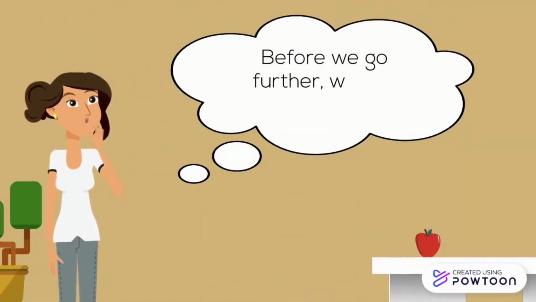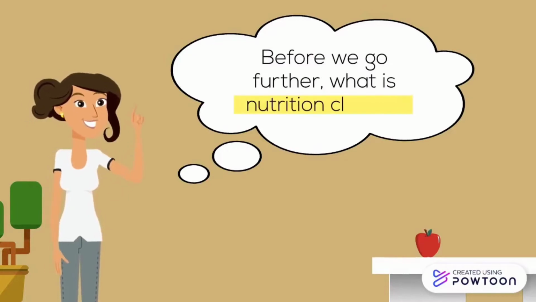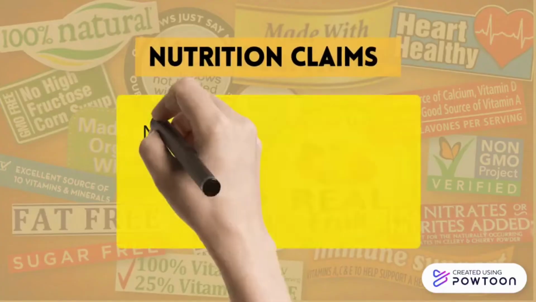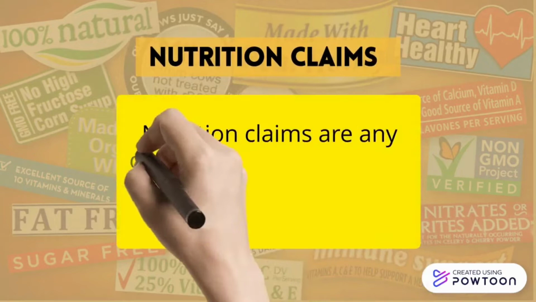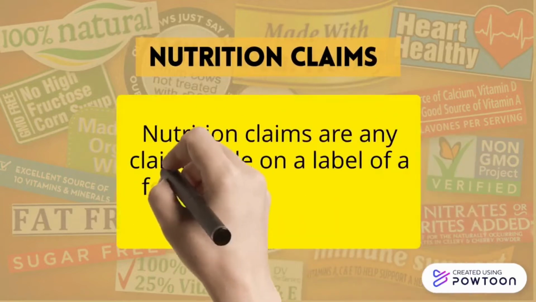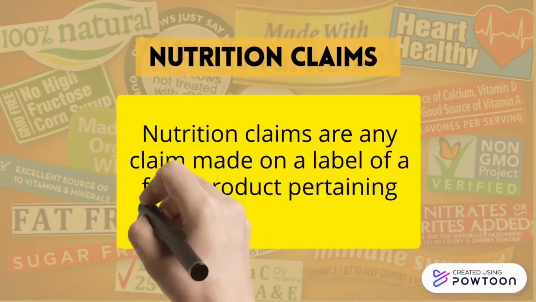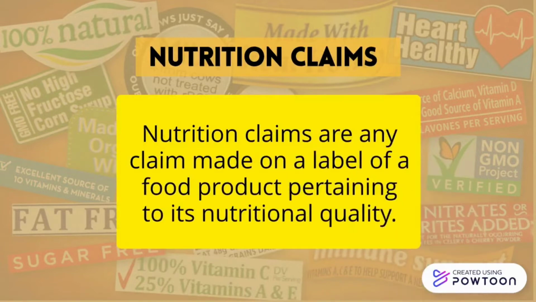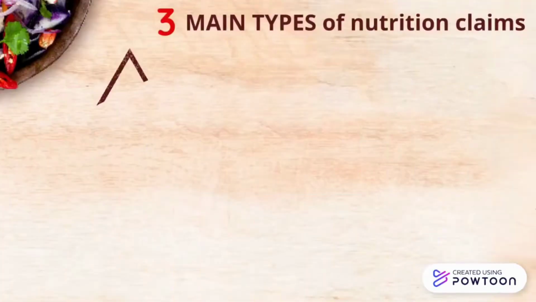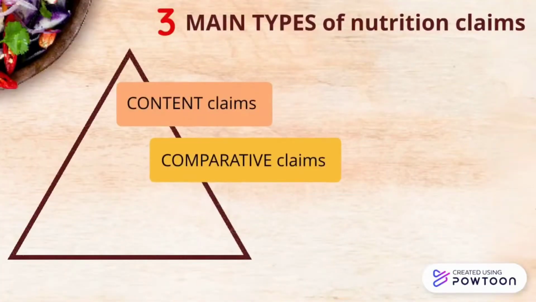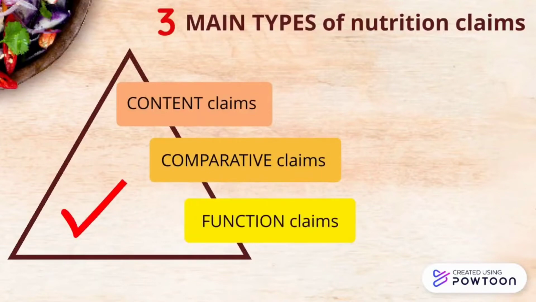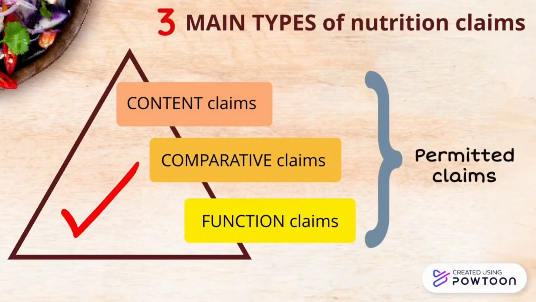Before we go further, what is nutrition claims? Nutrition claims can be defined as any claim made on a label of a food product pertaining to its nutritional quality. Most of us might not know this. There are three main types of nutrition claims used, including content claim, comparative claim, and function claim. All of these are categorized under permitted claims.